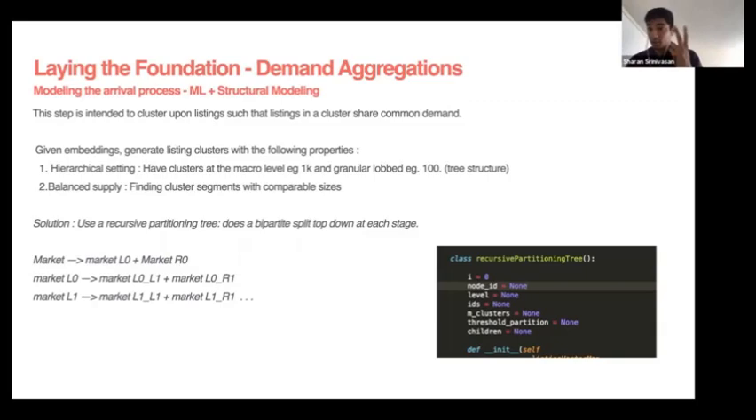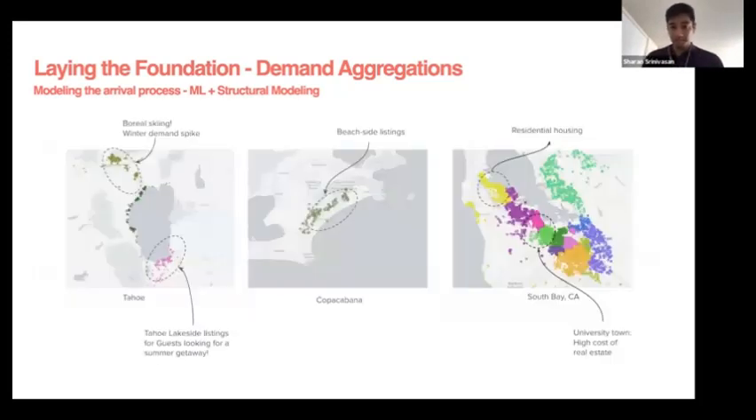So now we've tackled 3 different things here. We've tackled scale, in some manner, by reducing listings to clusters. We've tackled dimensionality by encoding listings as embeddings, and we've tackled hierarchy by forming this recursive partitioning tree. Okay, great. Now we have clusters. What do we do with them?